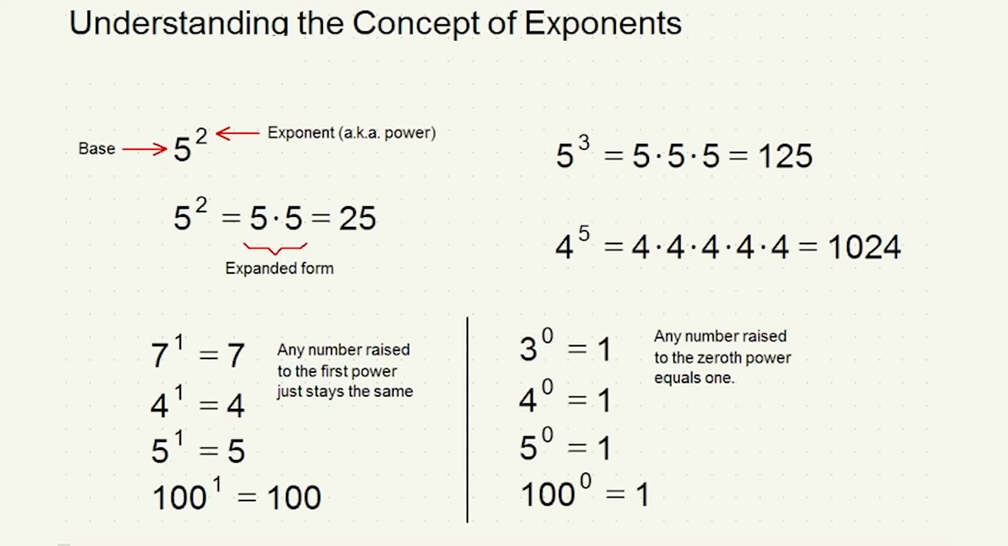4 to the 0 power is 1. 5 to the 0 power is 1. 100 to the 0 power is 1. Anything to the 0 power is 1. Well, almost anything. 0 to the 0 is an exception, but that's a different story and it kind of involves calculus, so I'm going to skip it for now.